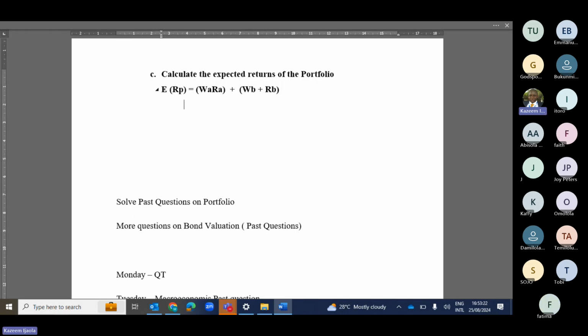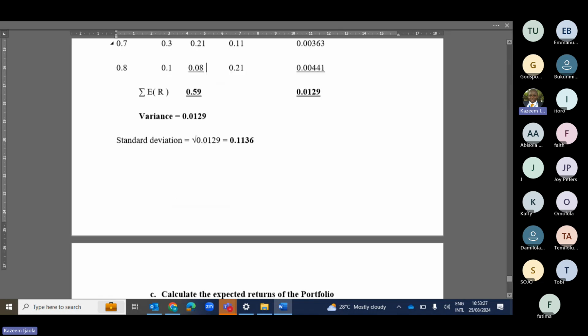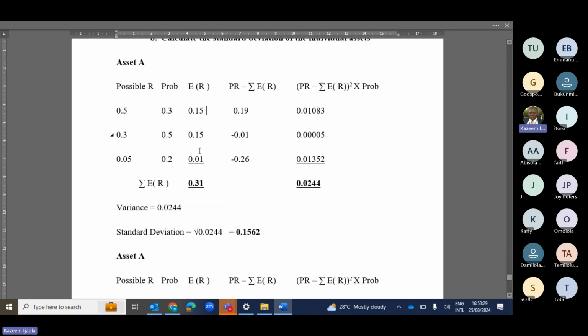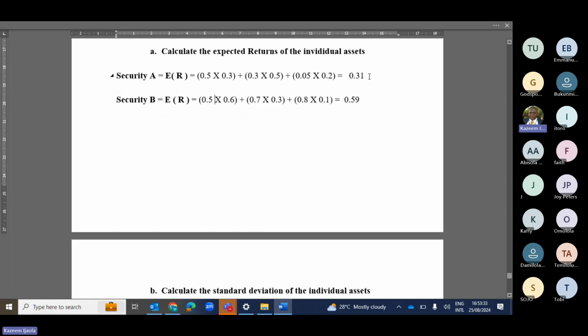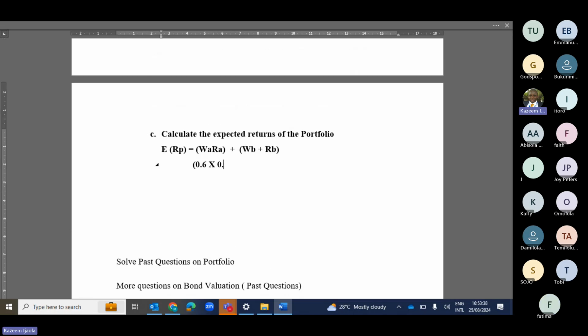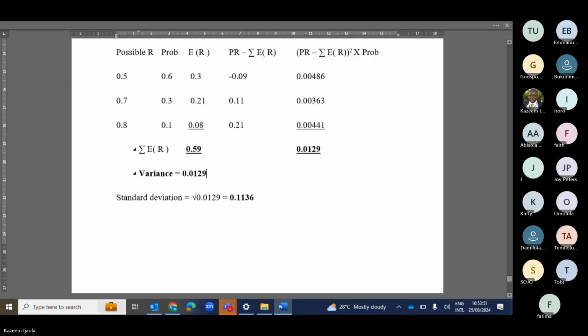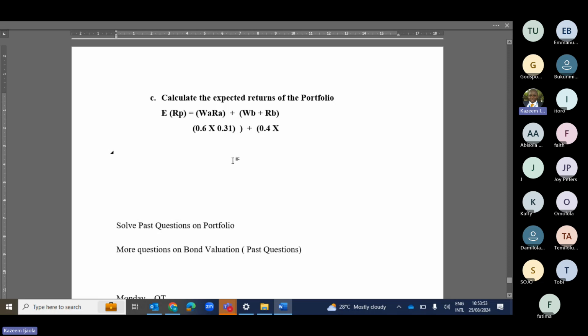Now, for A, the weight of A is 60%. So 60% multiplied by the return on A. Return on A is 0.31, that was the first thing we did here. Then plus, what's the weightage of B? 0.4, multiplied by the return on B, which is 0.59.